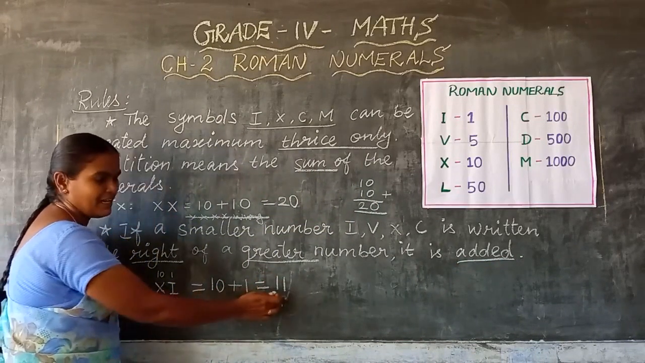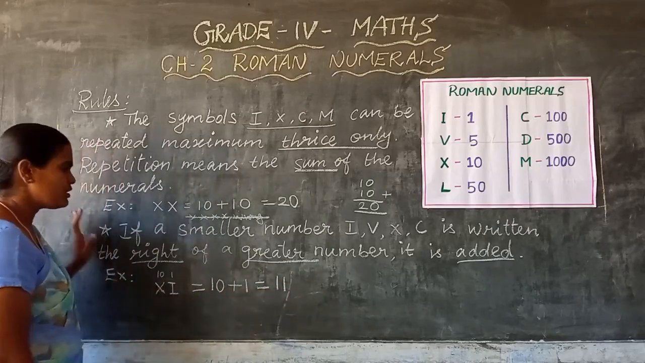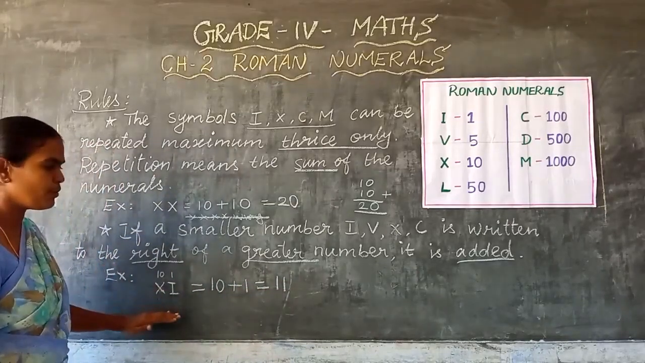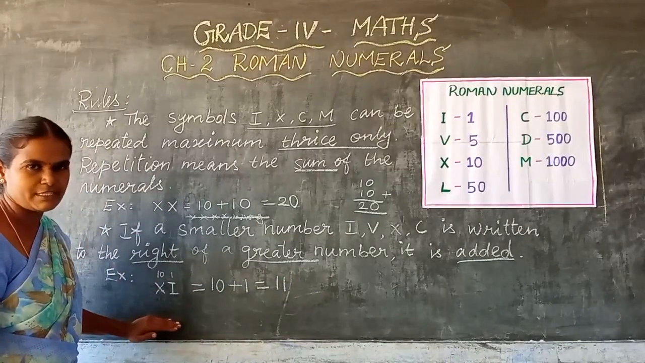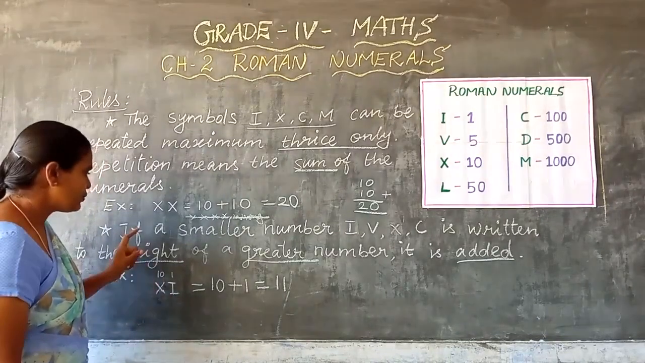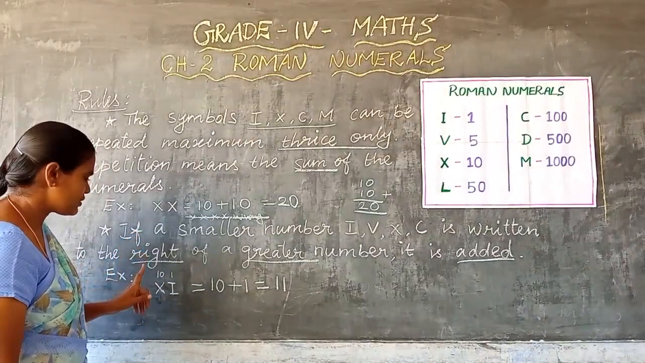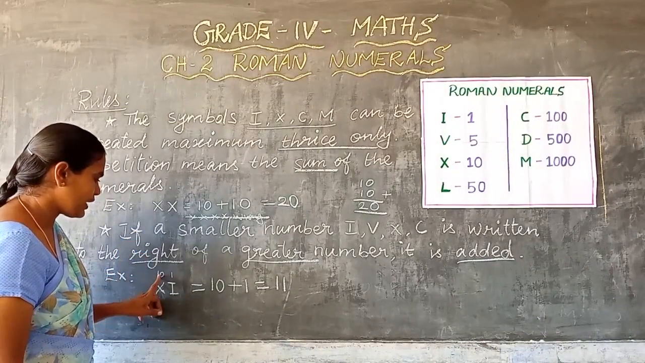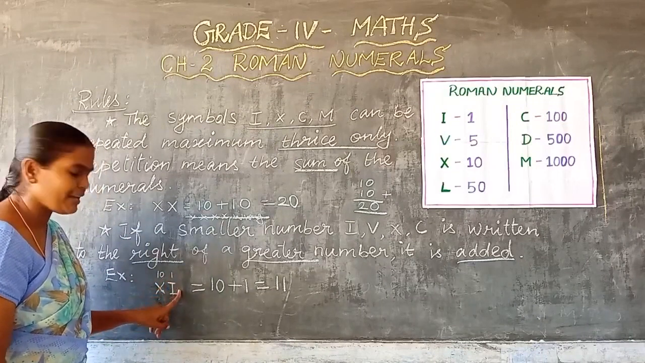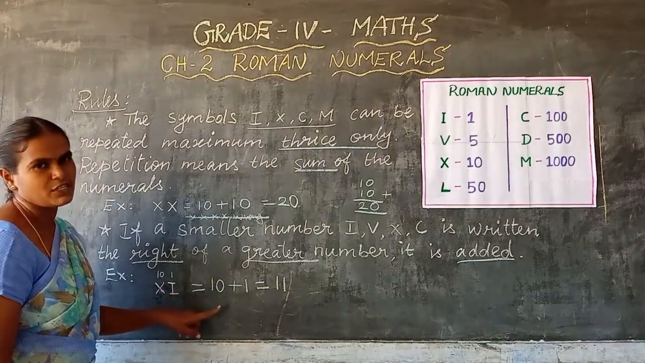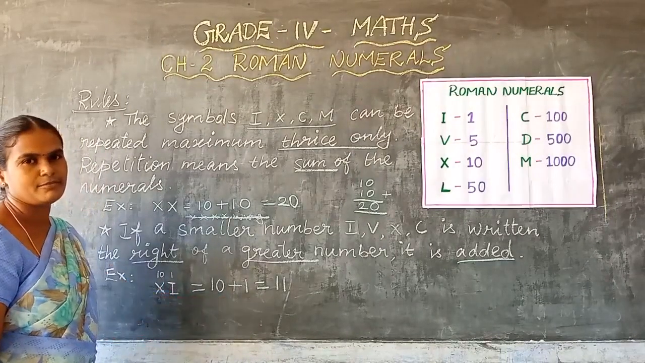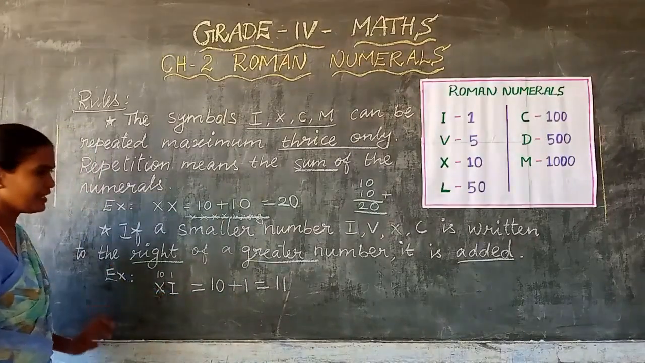X I means 11. So rules are very important. If you know the rules very well, this Roman numerals concept is very easy. So how to find out the X I value? You apply the rules. X value 10, I value 1. Greater number, right side we have the small number, means addition. So add 10 plus 1, 11. Okay.